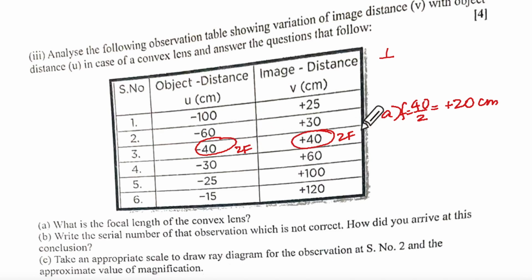20 is the focal length. So minus 15. How did you arrive at that conclusion? When this is 100, this is 25. So when this is 25, this is 100. Okay, when this is 60, this is 30. So when this is 30, this is 60. Now this one is where we have to.